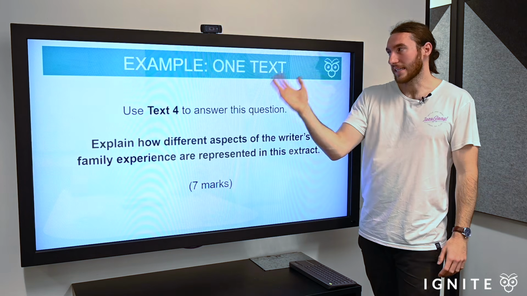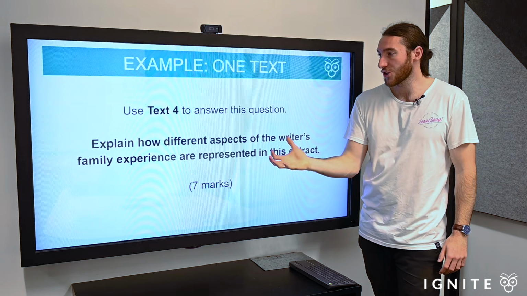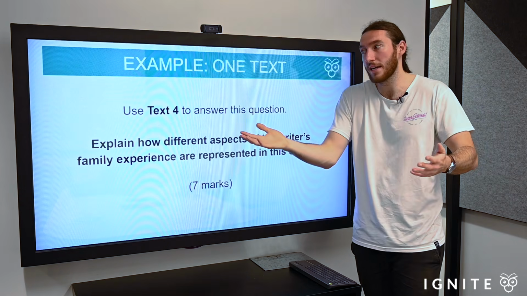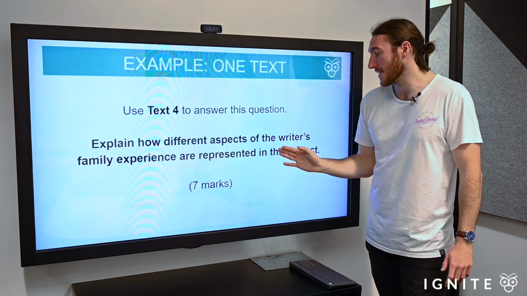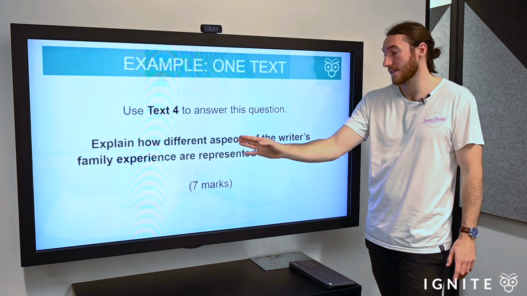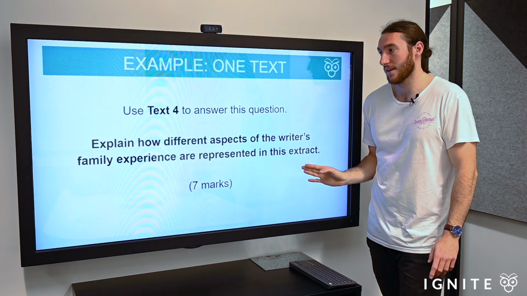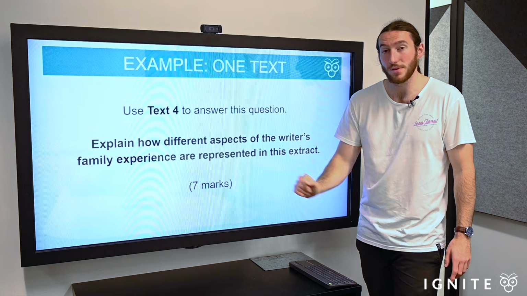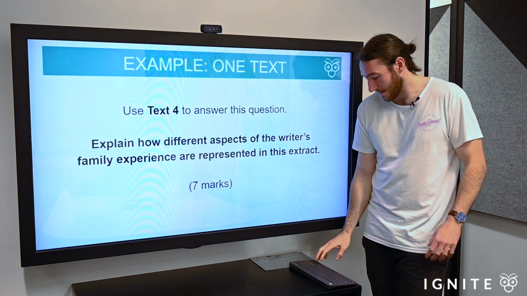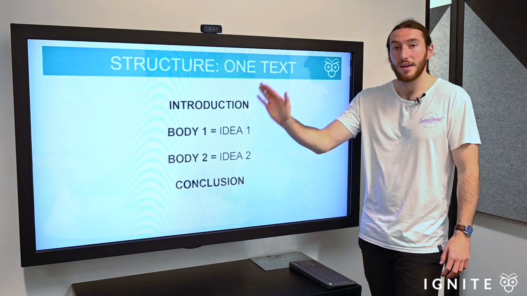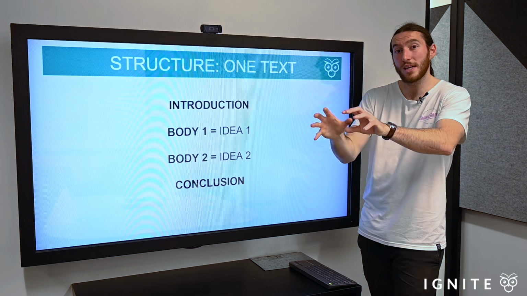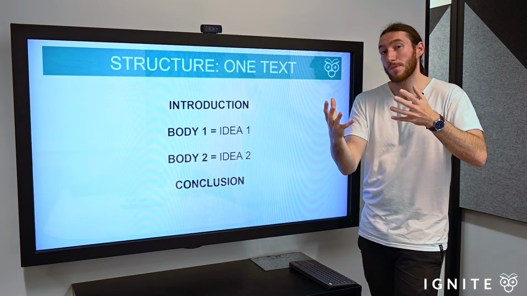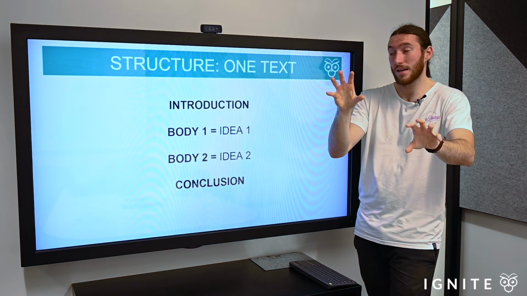Okay, so an example of a 1 text question, a 7 mark question that's only in relation to text 4 in this case, but 1 individual text. Explain how different aspects of the writer's family experience are represented in this extract. So you're going to have to explain how different aspects of a family experience are represented. The way I would think about that, and we'll see if we've got a structure here, is to do that introduction, a 1 to 2 sentence thesis, answering what, generally speaking, the different perspectives are on the family experience.